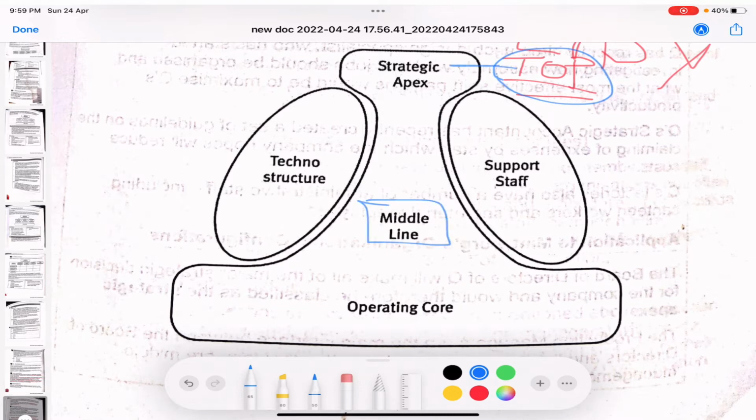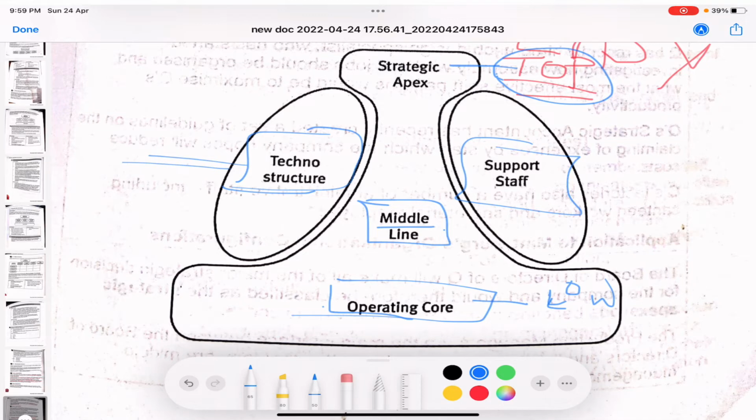What is the middle line? I think the name says it. It is the middle level staff. Operating core. These are the people who do the operating, production core or whatever. So operating core is nothing but, let's say, low, just to understand. Then we have technostructure, and then we have support staff.